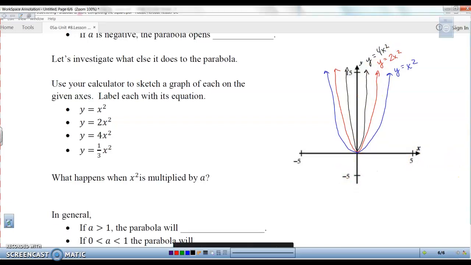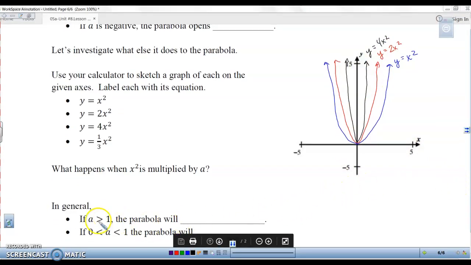So that tells us if the a value is greater than 1, the parabola will get narrower. It gets thinner. It gets smaller and smaller because, as you're comparing this with x squared, you're going up even faster the bigger the number is.